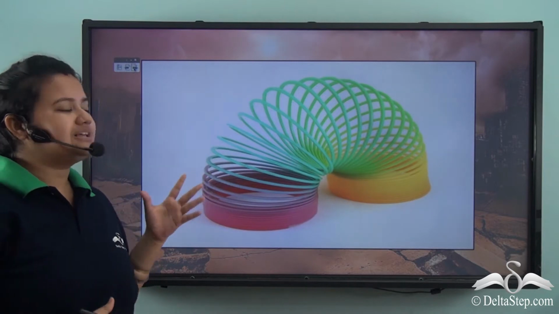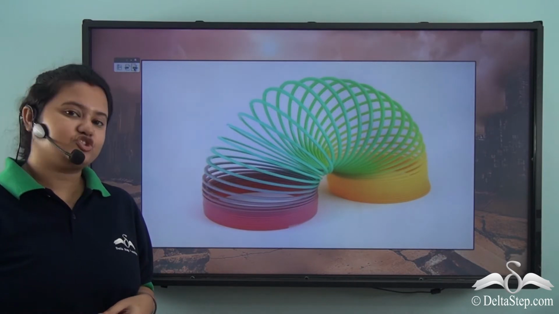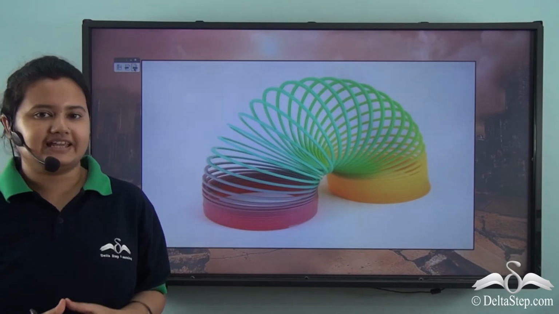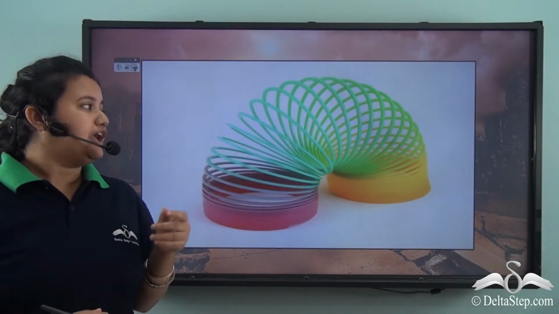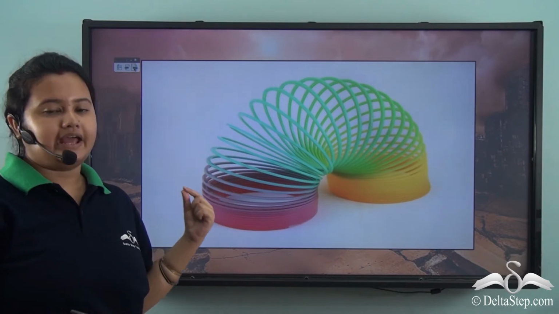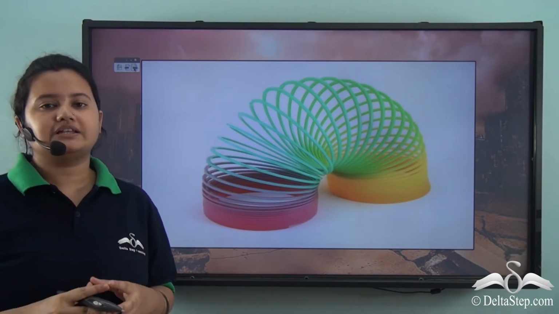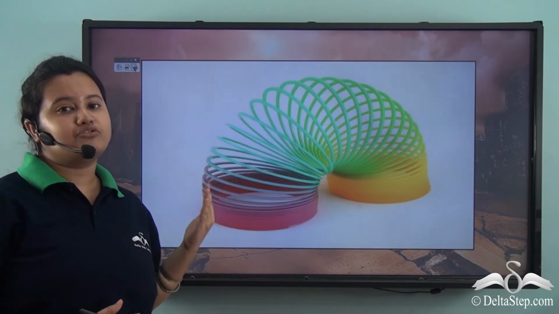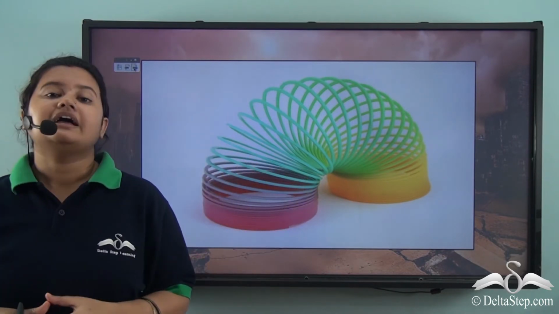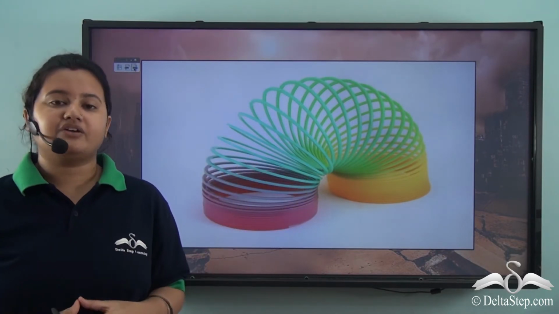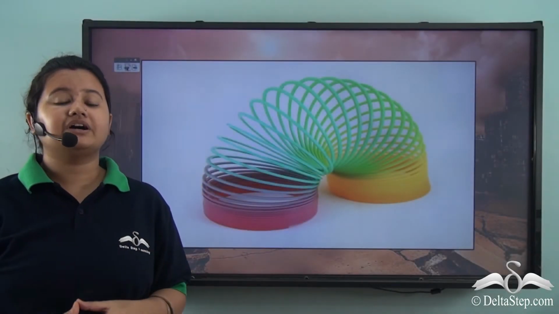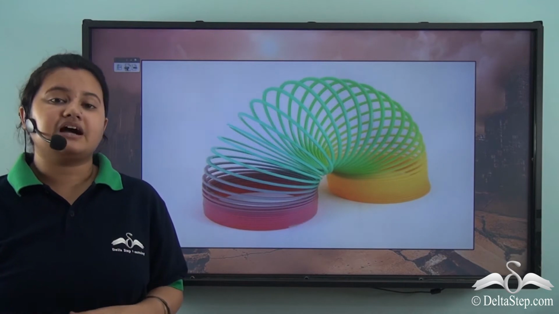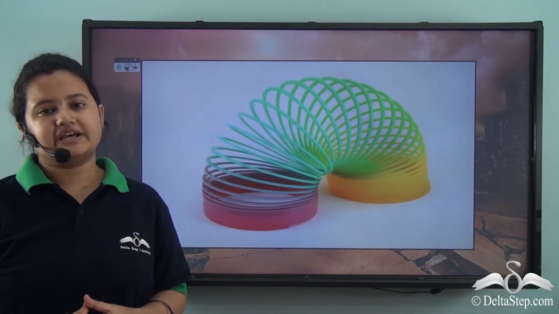I hope you must have played with this object in your childhood. Yes, this is a slinky. Have you noticed how waves are produced in a slinky? If you pull a slinky from one end, then the waves produced in the slinky move back and forth along that object. Now, some of the earthquake waves travel in this manner. Before studying the types of waves, let us understand the meaning of seismic waves.